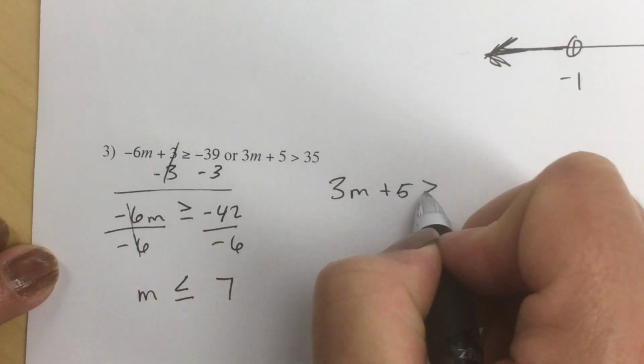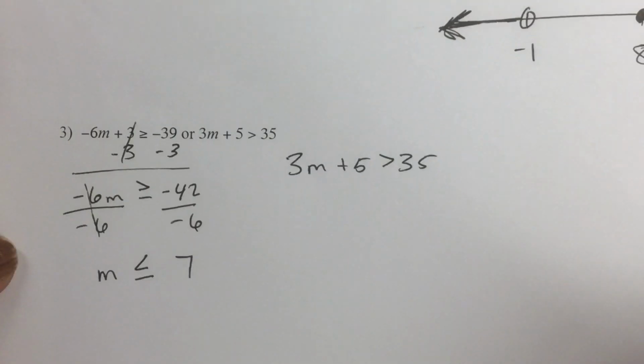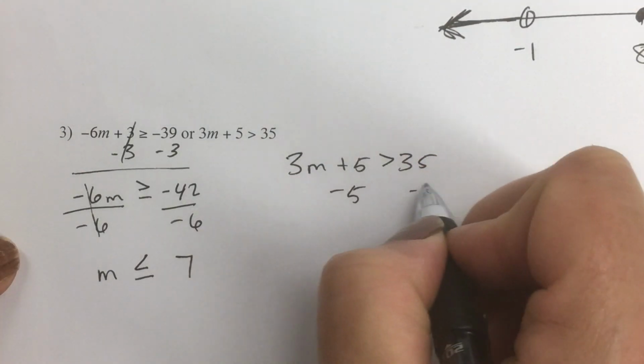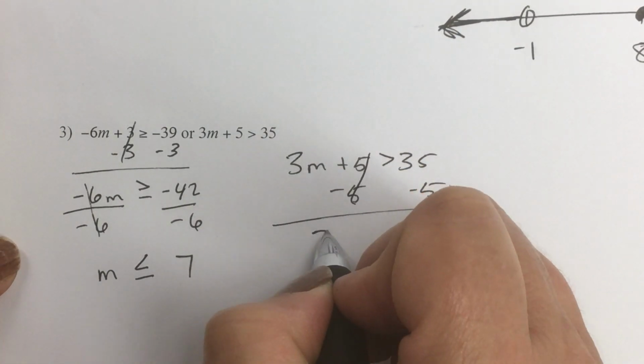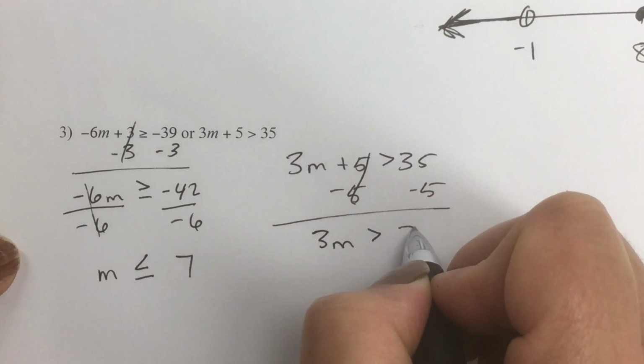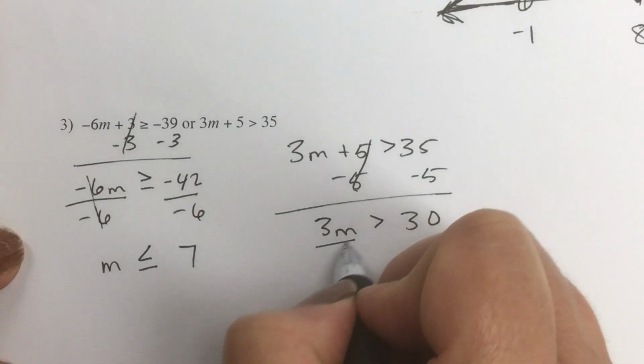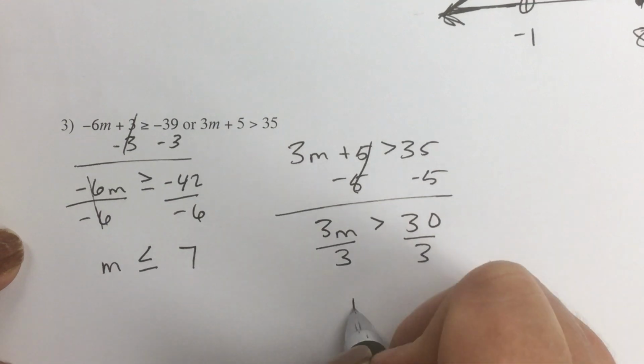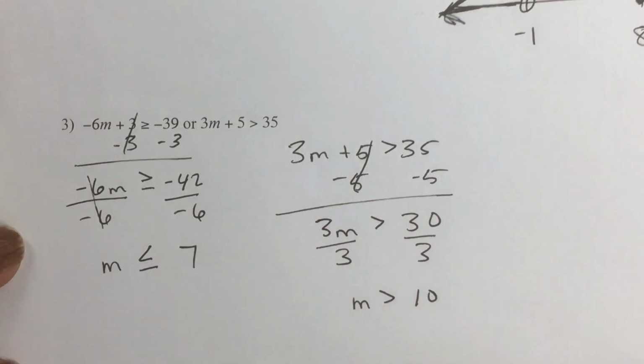3m plus 5 is greater than 35. So I'm going to subtract 5 from both sides. That leaves me with 3m is greater than 30. I'm going to divide both sides by 3, and I get m is greater than 10.